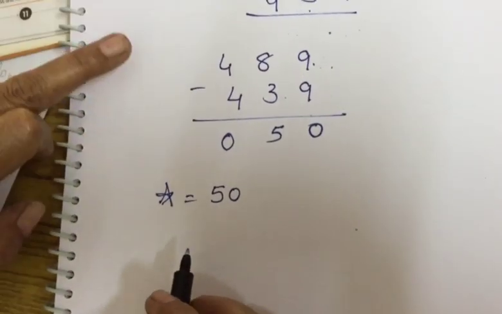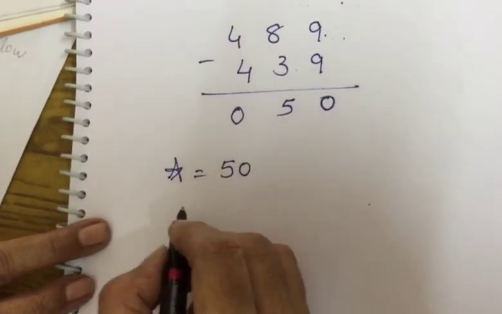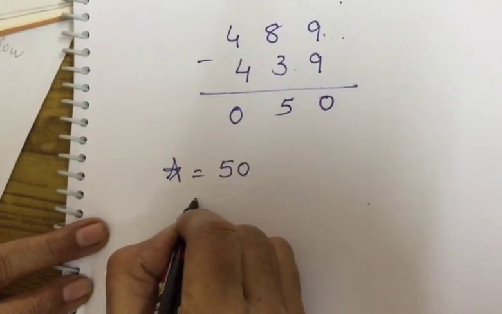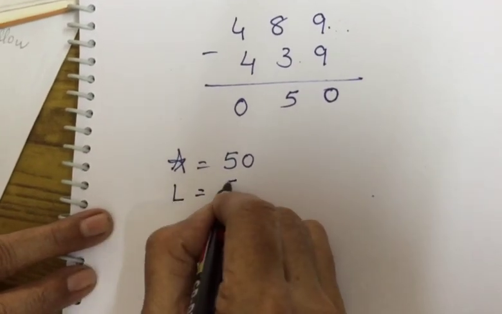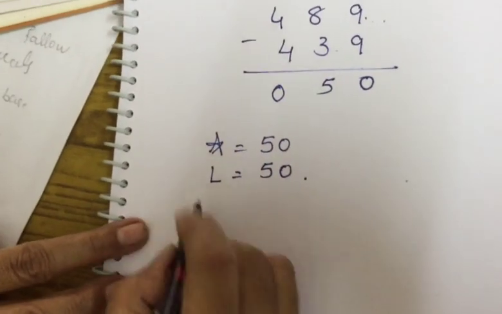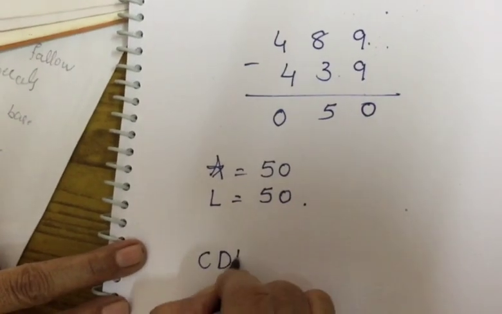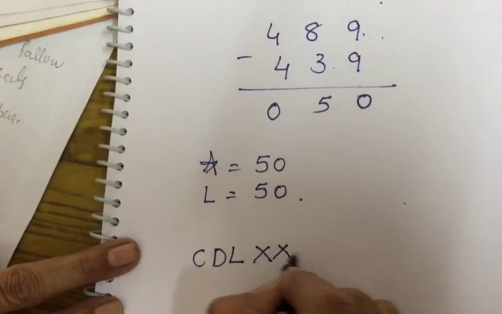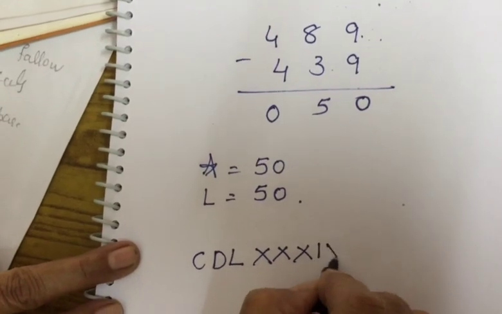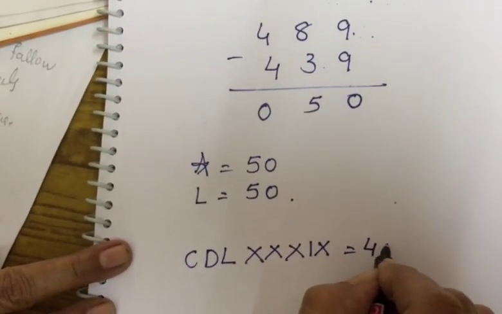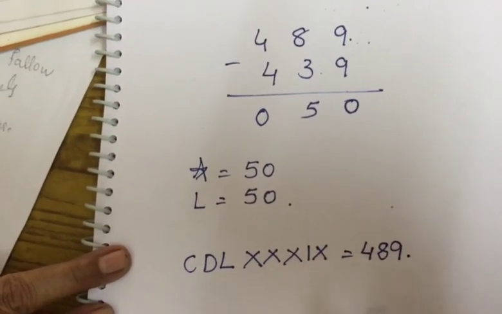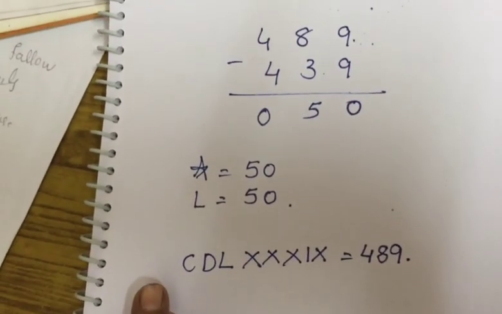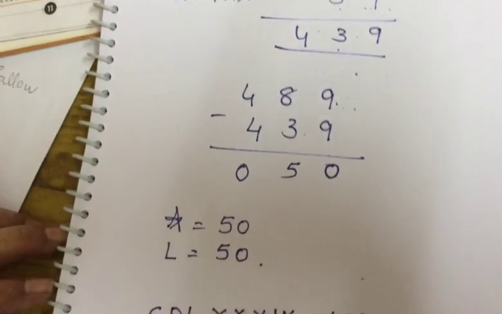Then we'll find, children, here that 50 is equal to what? L. L is equal to 50. So CDLXXXIX is equal to 489. Okay, children. Hope all of you understood.